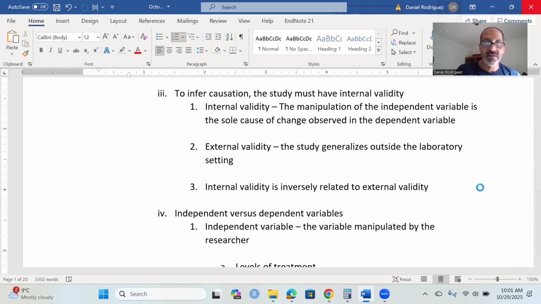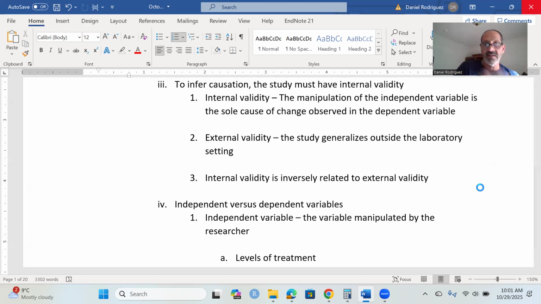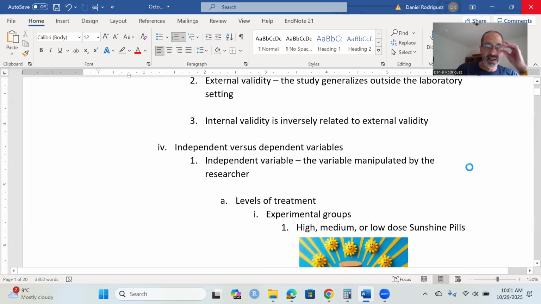Internal and external validity are inversely related because to have internal validity, you have to have perfect control of all confounding variables, and it's hard to be realistic because in reality we can't control for all these external factors like, say, temperature, weather, and other environmental and non-environmental factors that can interfere with our ability to infer causation.